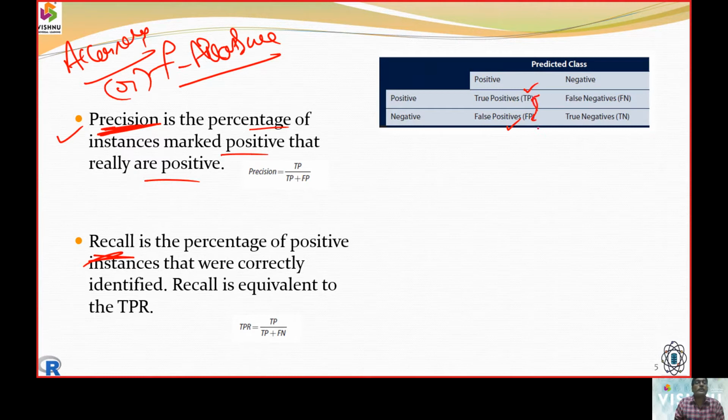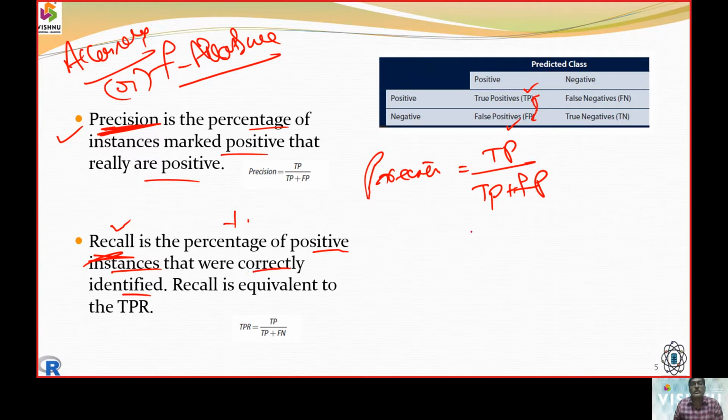So precision takes the true positive divided by true positive plus false positive. But when coming to recall, it takes the percentage of positive instances that are correctly identified. So what are the positive instances that are correctly identified? Recall has the true positive values over true positive plus false negative.